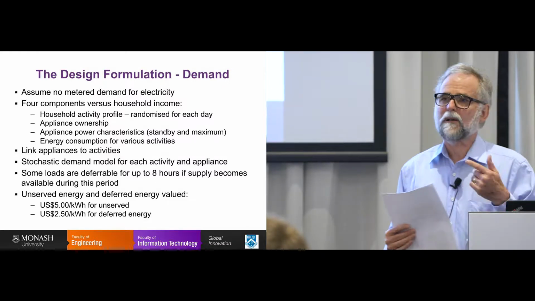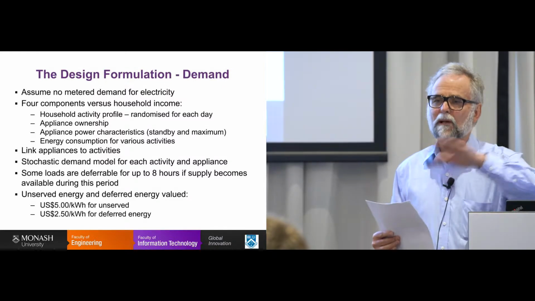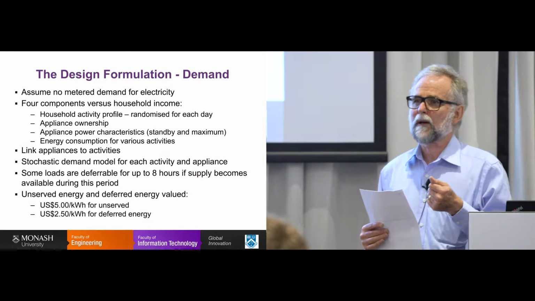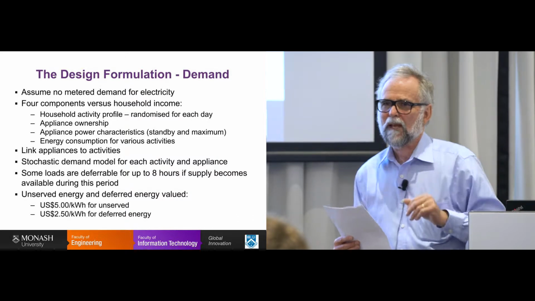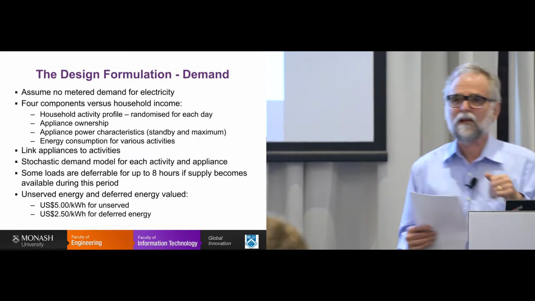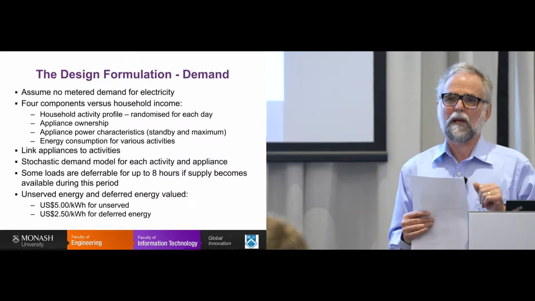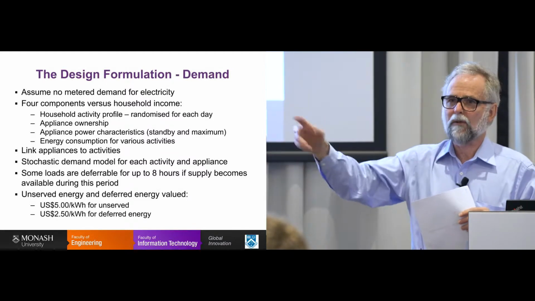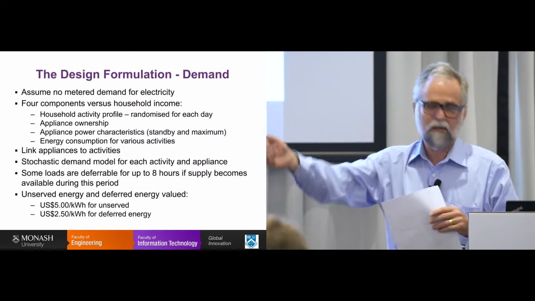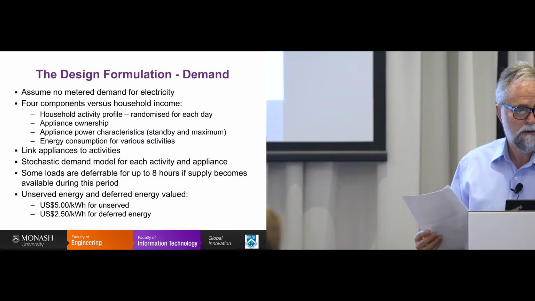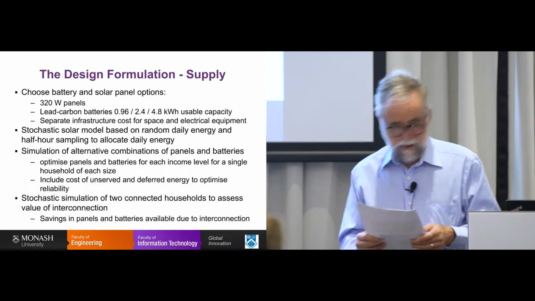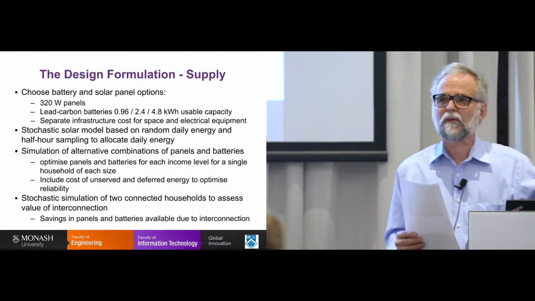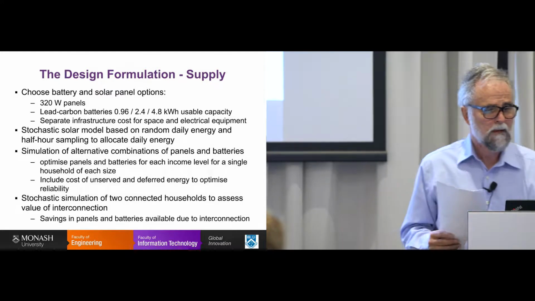And instead of applying an arbitrary level of reliability, I just costed the unserved energy at $5 a kilowatt hour, which was a bit of a guess number, and deferred energy at $2.50 a kilowatt hour. So if I used the energy later, there would be a cost on that dislocation of having to do it later. So on the supply side, I used 320 watt panels, which is probably too big at the lower levels of consumption, but I was trying to keep it simple.